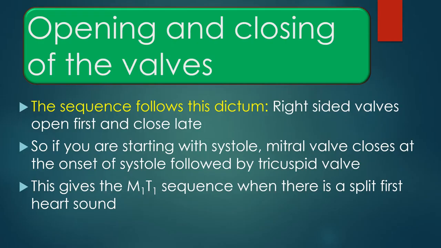Opening and closing of the valves. The sequence follows this dictum: right-sided valves open first and close late. So if you are starting with systole, the mitral valve closes at the onset of systole, followed by the tricuspid valve. This gives the M1-T1 sequence when there is a split first heart sound.